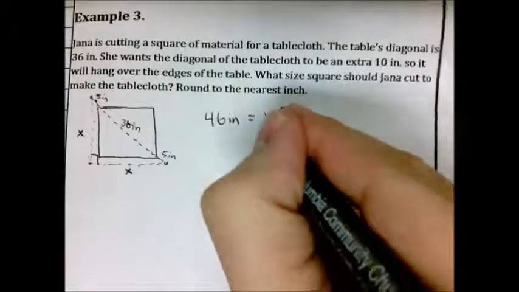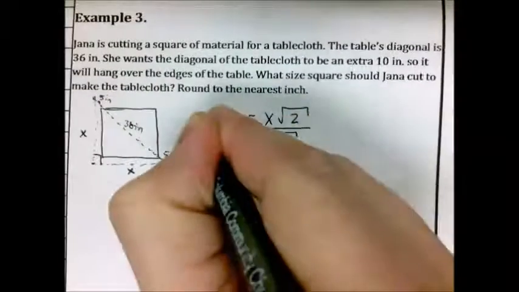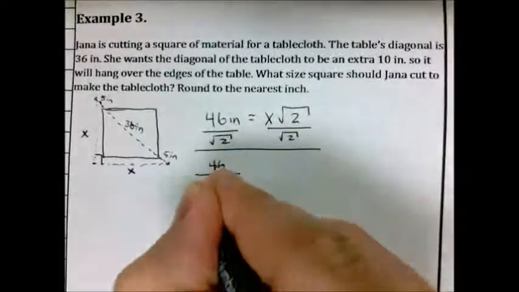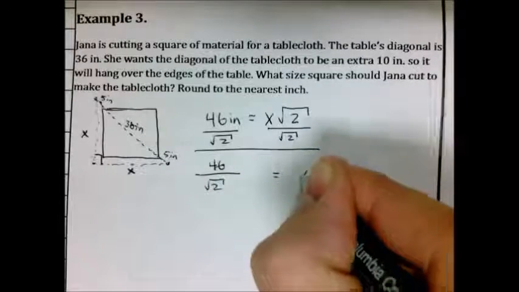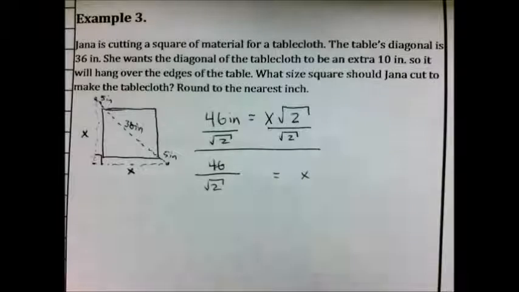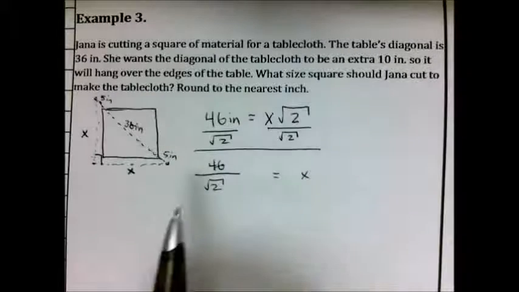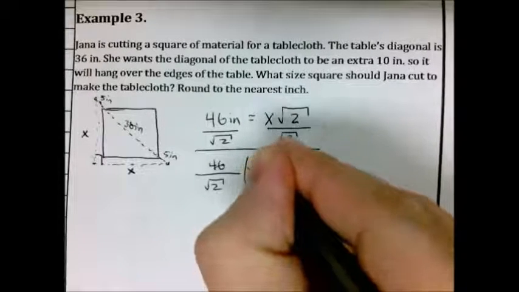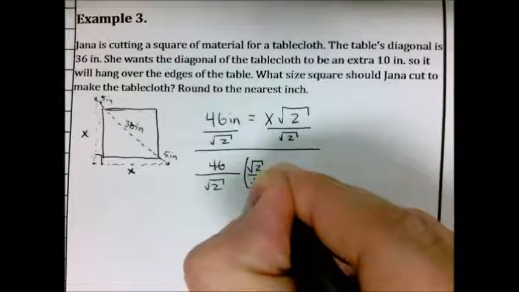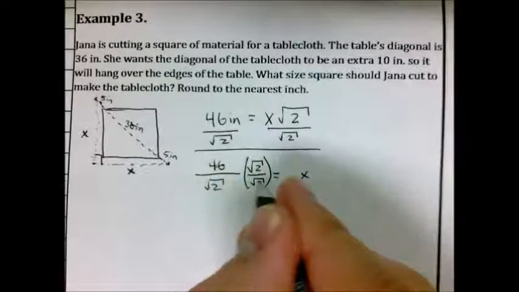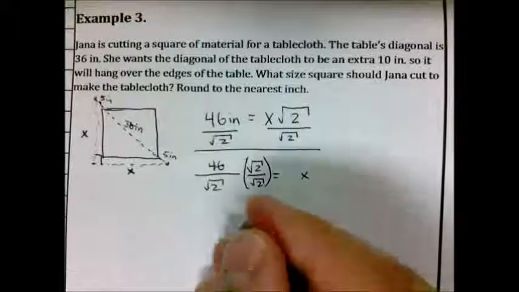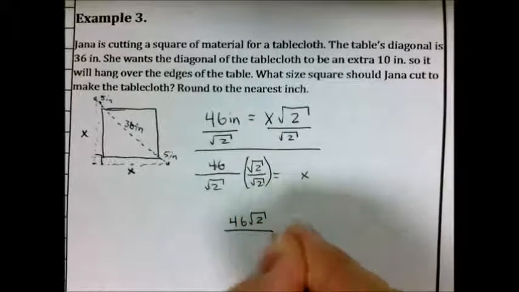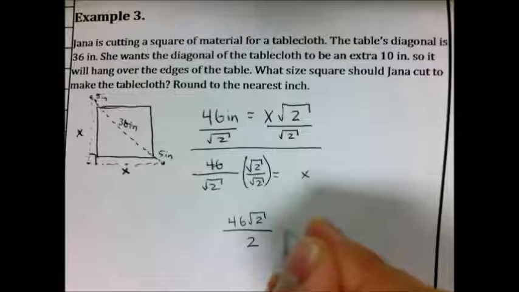We have to first divide by the square root of 2, and we end up getting 46 divided by the square root of 2 is equal to x. Now we found out what x is, but we've got to simplify this fraction because we do not want a radical in the denominator. So we're going to multiply by the square root of 2 over the square root of 2, because when we multiply the denominators, that will get rid of the radical. So 46 times the square root of 2 divided by square root of 2 times square root of 2, which is just 2, is equal to x.